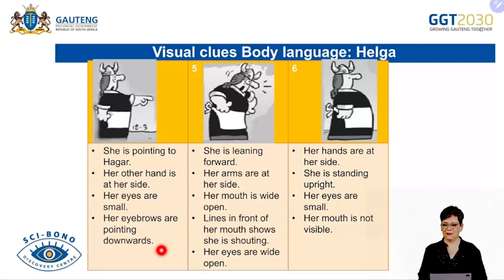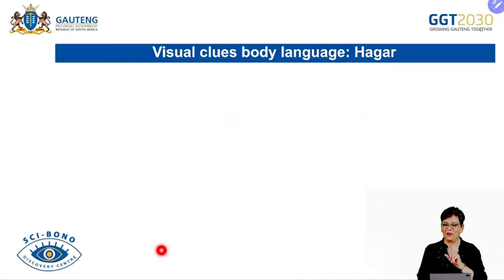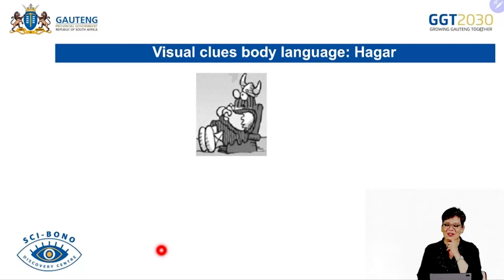She's standing upright. Her eyes are small. Her mouth is not visible. So if you can't see the mouth, you tell me the mouth is not visible. Okay, so now we just focus on Hagar. But what happens with Hagar? Now, this is really interesting.